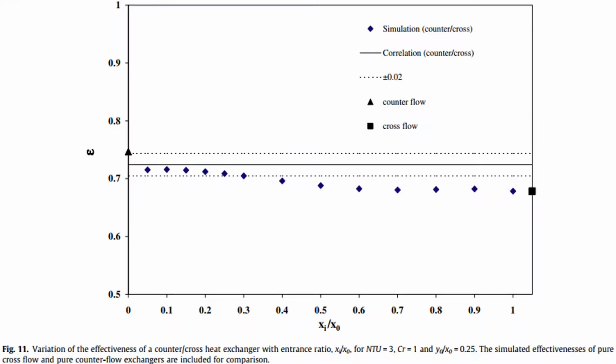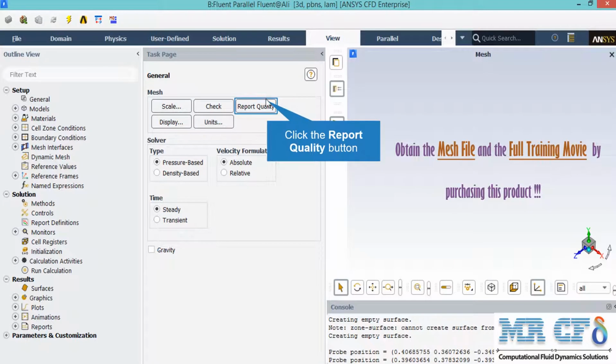In this slide, you can see that we have extracted Figure 11 of the paper, which shows the thickness of the heat exchanger over the entrance ratio. Now we're going to use the data provided in this graph to validate our CFD simulation project. Also, by clicking on Report Quality in the Console tab, the Fluent software will give you the quality report for your mesh. For example, you can see the maximum aspect ratio of your mesh, maximum orthogonal quality, and so on.